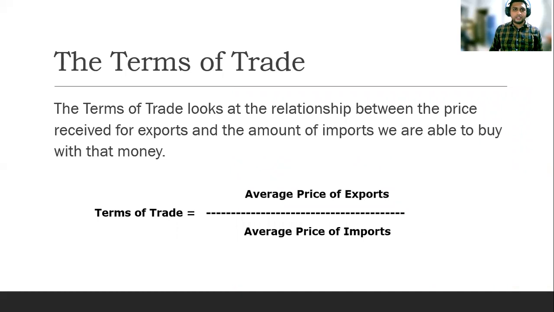The terms of trade looks at the relationship between the price received from the export and the amount of imports we are able to buy with that money. And the formula of terms of trade is equal to the average price of export divided by the average price of import.